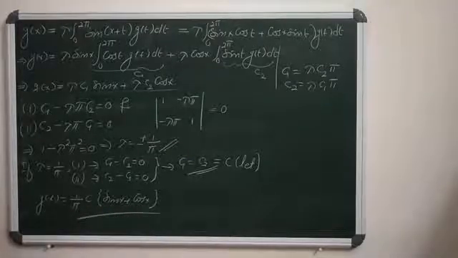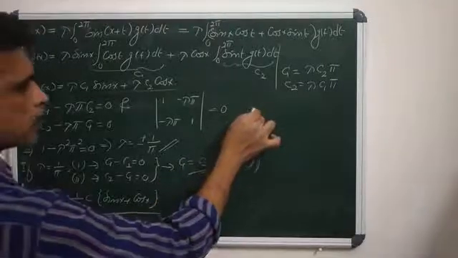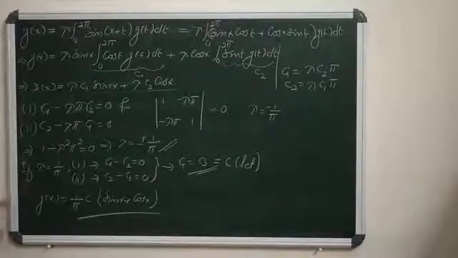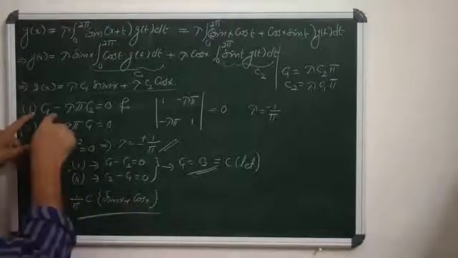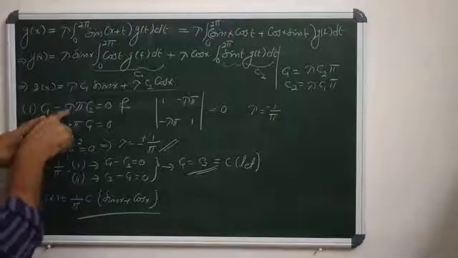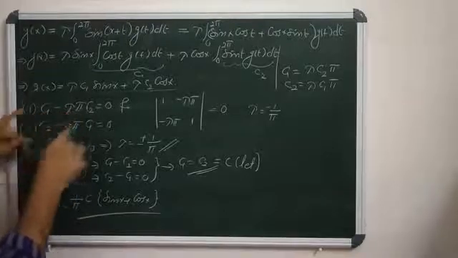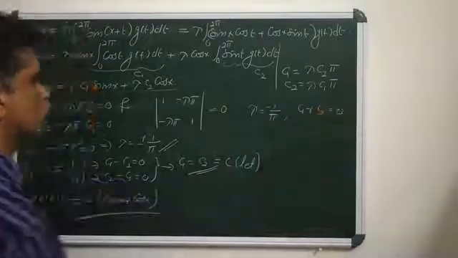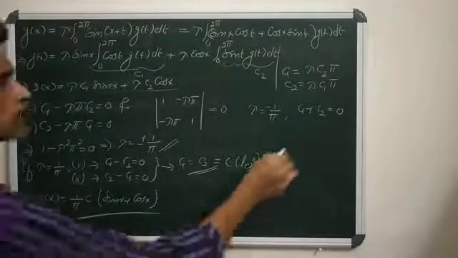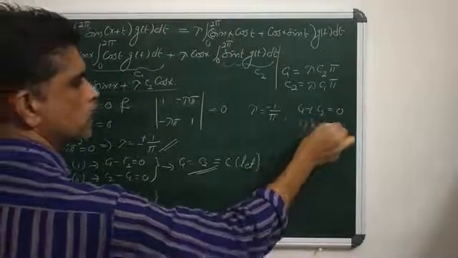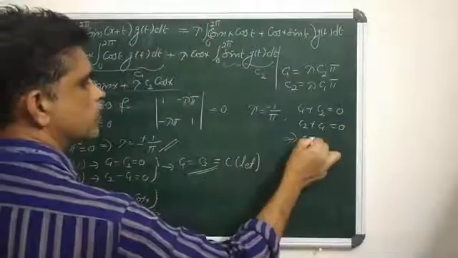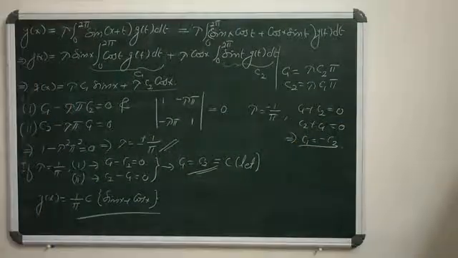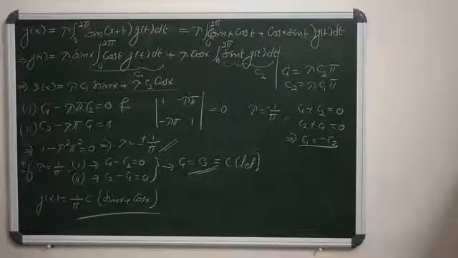Okay. Now the second case, lambda equals minus 1 by pi. When lambda equals minus 1 by pi, equation 1 reduces to C1 plus C2 equals 0, and here C2 plus C1 equals 0. This means C1 equals minus C2.